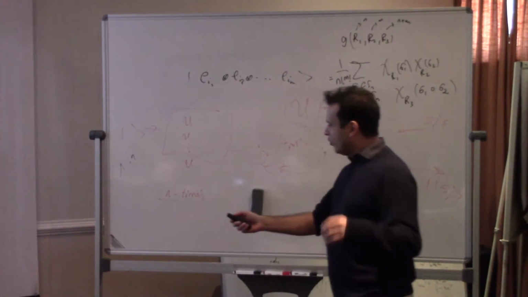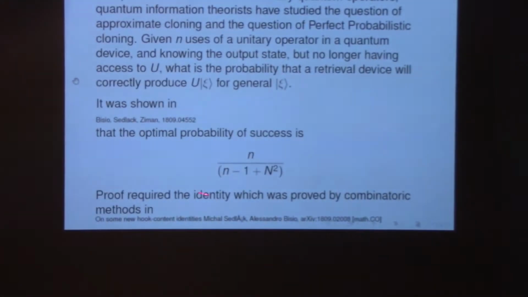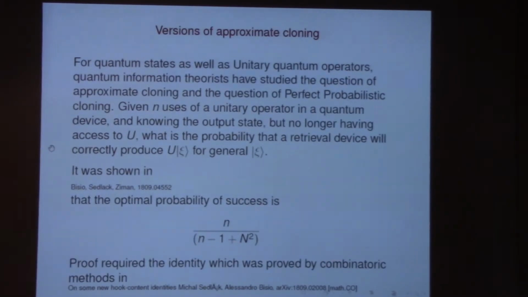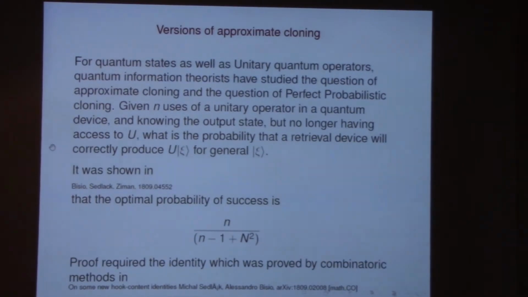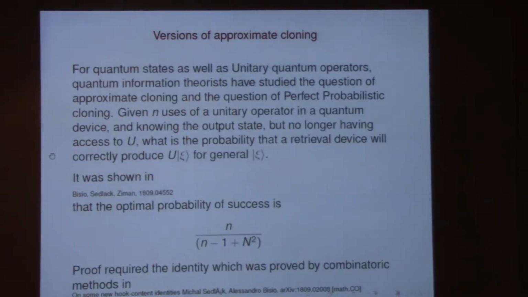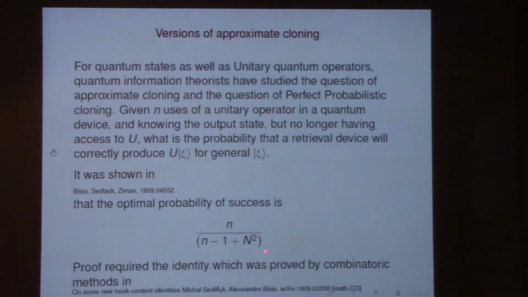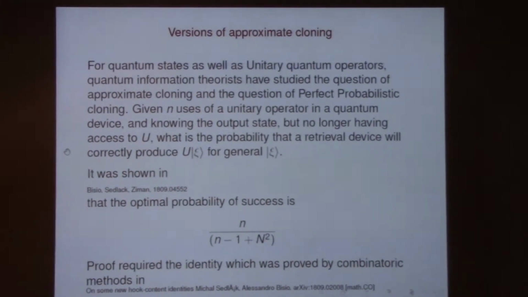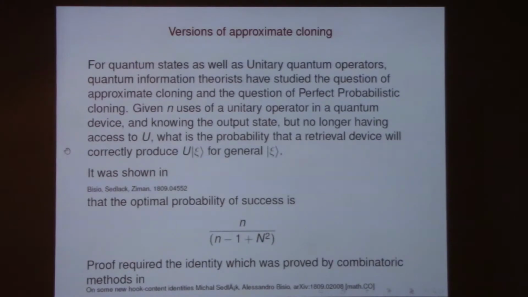And so that's a kind of optimization problem, and this is what they found, that if you have little n uses of the unitary operator in a quantum device, and the Hilbert space is of dimension capital N, the optimal probability of success in this kind of perfect probabilistic reconstruction. It's called perfect because if you get an answer that you can trust, you know it will be the right one, it will be the perfect answer. So in this problem, what is the optimal probability of success?